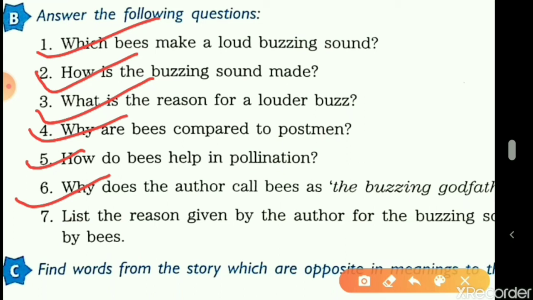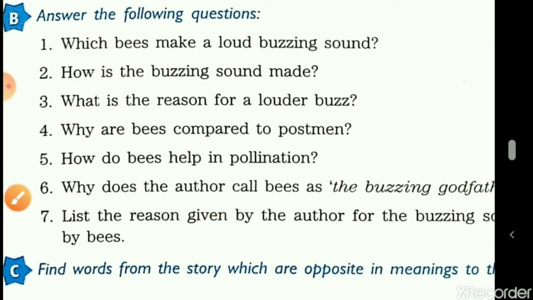Now 7. List the reasons given by the author for the buzzing sound of the bees. Now this is the most important question, children, because there are 3 reasons the entire lesson is about. The 3 reasons why the bees make a buzzing sound.